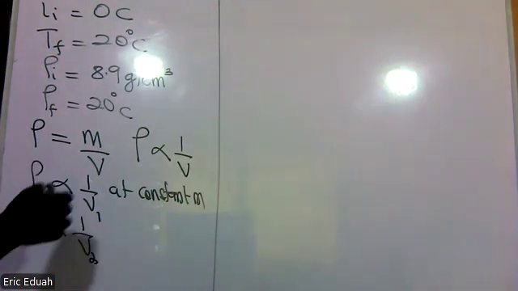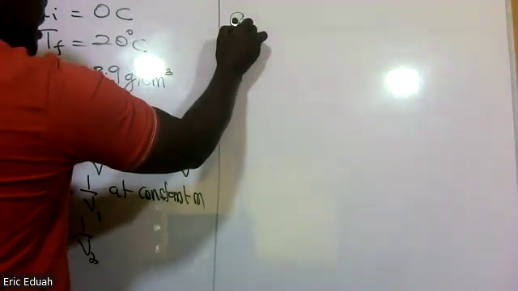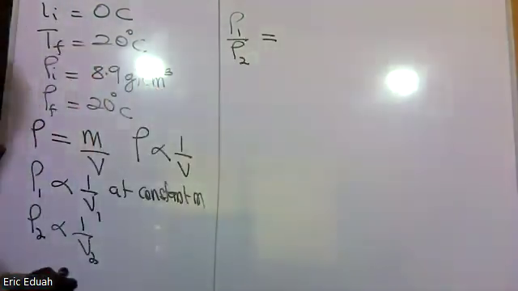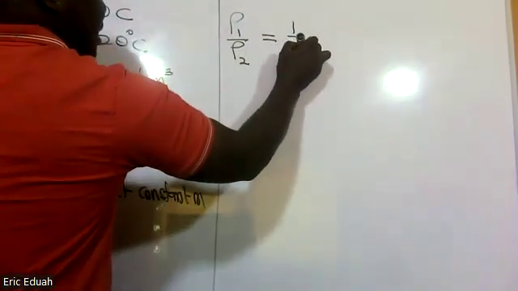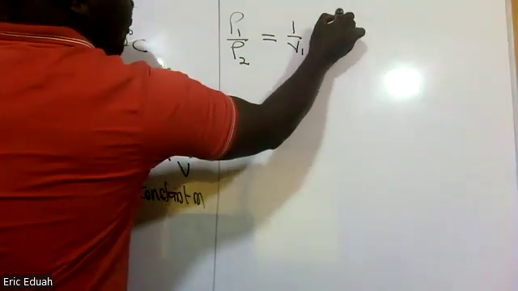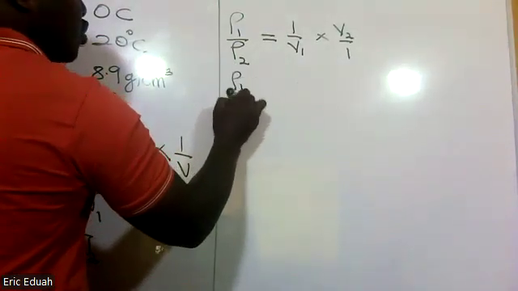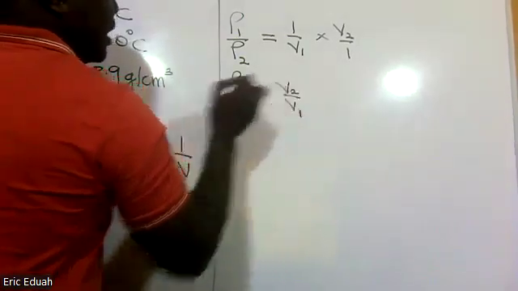And when you divide density 1 by density 2, or the other way around, if we have rho 1 divided by rho 2, this will be equal to 1 over V1 times V2 over 1. So rho 1 on rho 2 is given as V2 on V1.